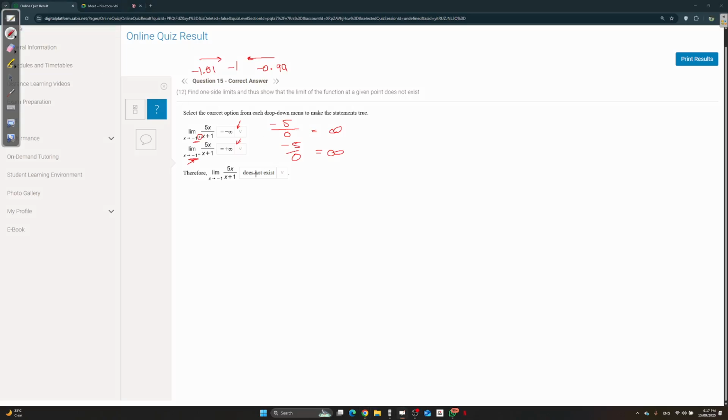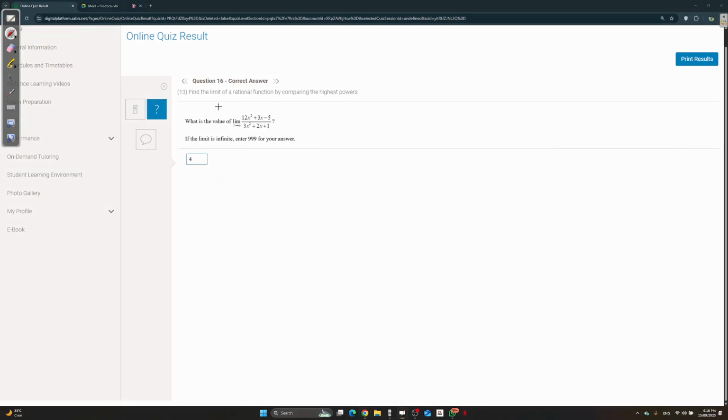Therefore, the limit does not exist. Why does it not exist? Because the left limit and right limit are different, so the limit does not exist. So always for this type of question, if you ever get infinity in a limit, you need to add the extra step. You can't just put infinity. You need to take the extra step of figuring out the sign. And to do that, you do exactly what I did now: taking a number closer to the number.